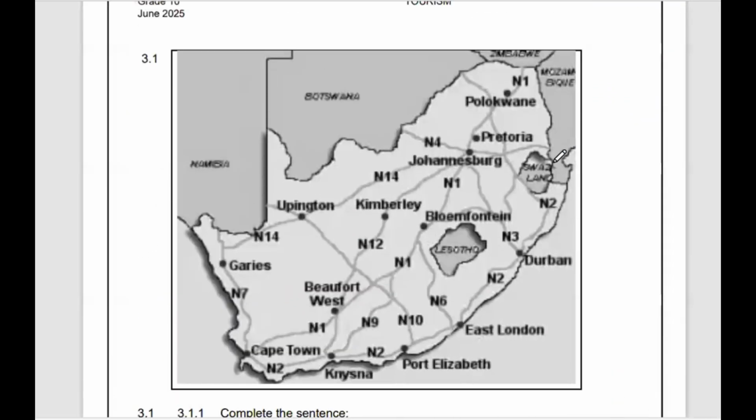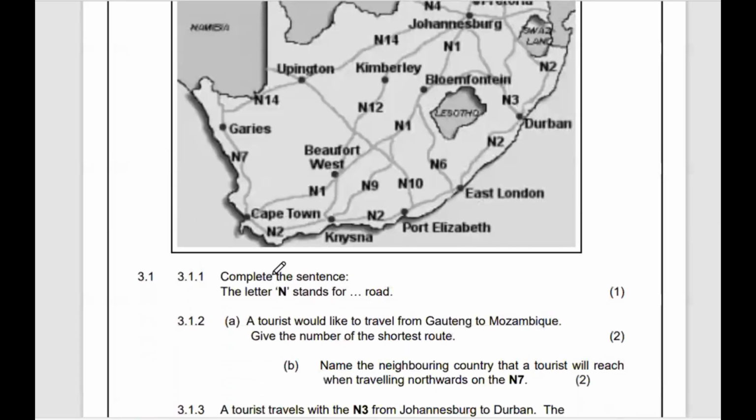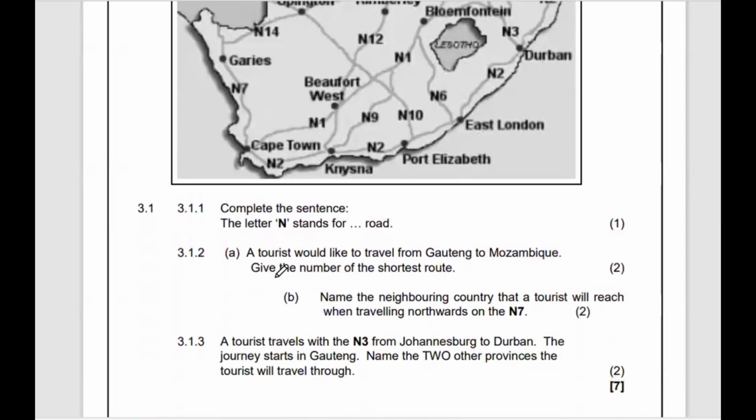If you look at 3.1, you can see that what we have there is a tourist map indicating the different roads or the national routes which are found in South Africa. As you can see, we have the N1, the N14, the N4, the N2, the N3, and several other roads. The letter N stands for national road or national route. These are roads which link different provinces.